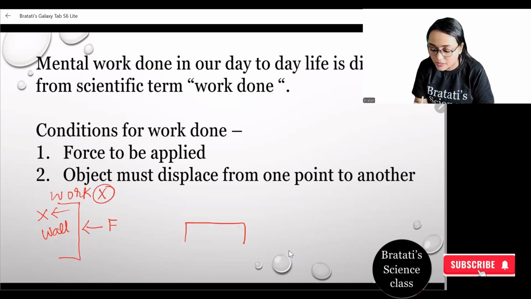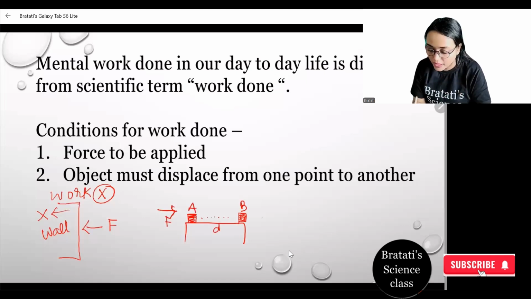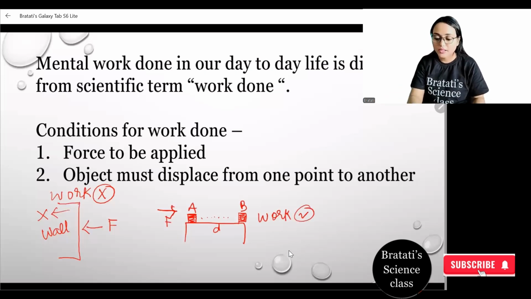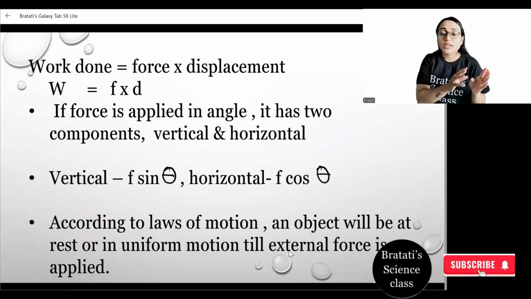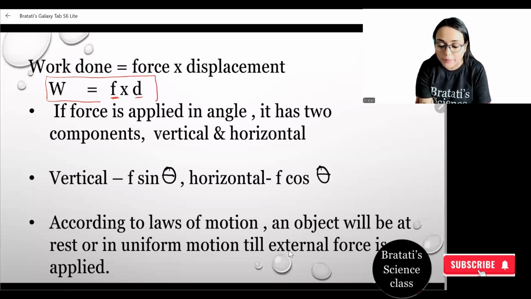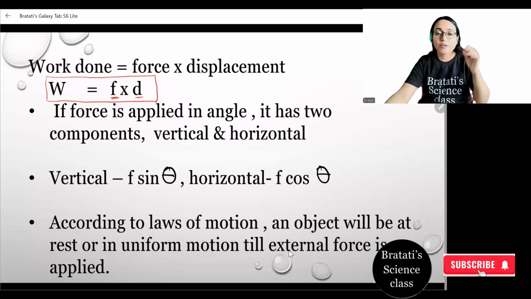But on the table, when there is an object at A and we are applying force to displace it to point B, here with the force, the displacement D is also there. So in this case, the work is done. Clear? All right. So according to science, work is force into displacement. The force is represented by F and the displacement by D. So we have to remember the formula W equals F into D, where W is the work done, F is the force applied on the object, and D is the displacement of the object.